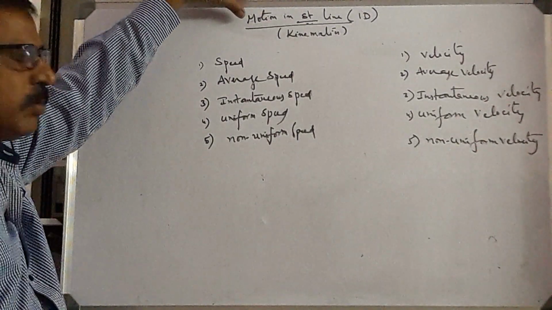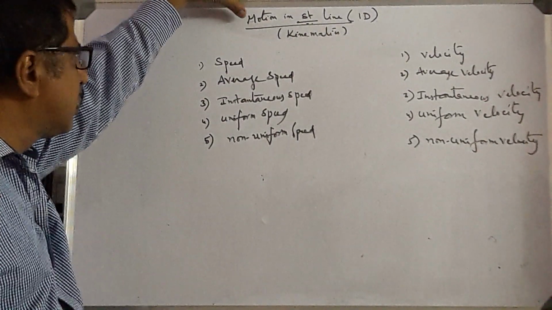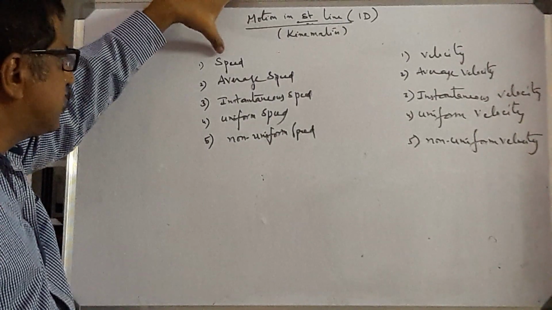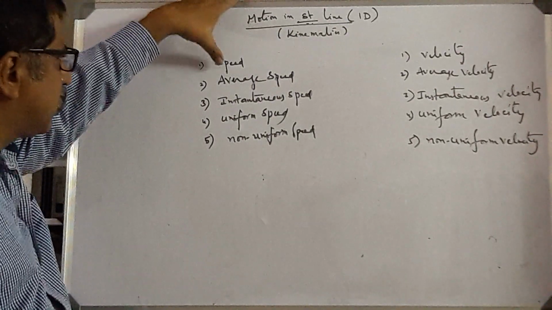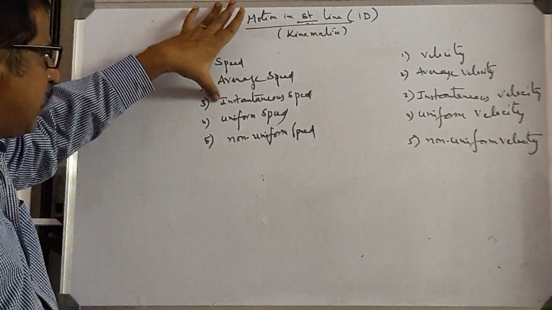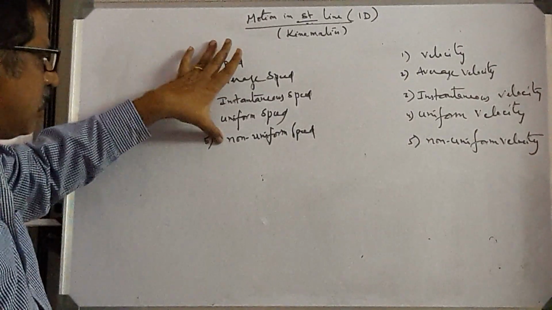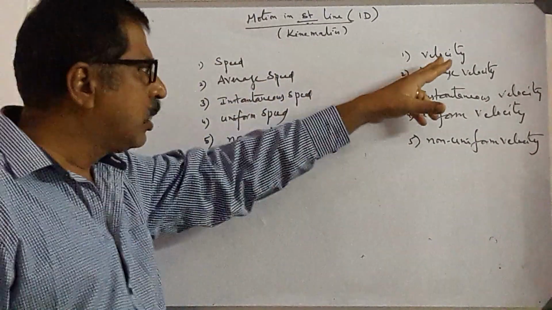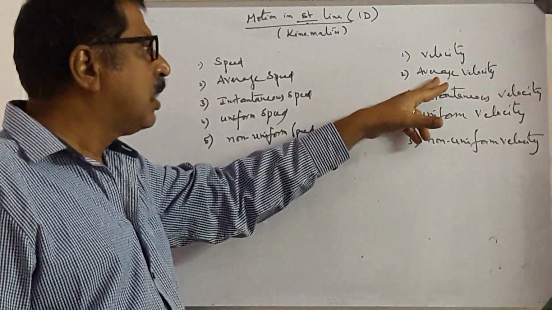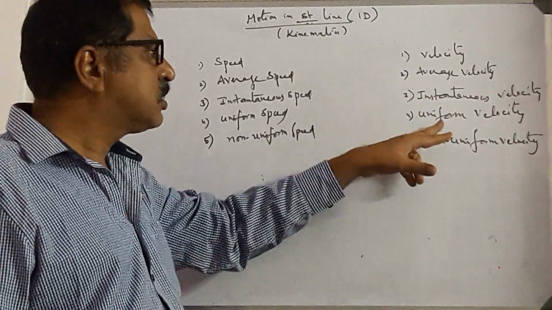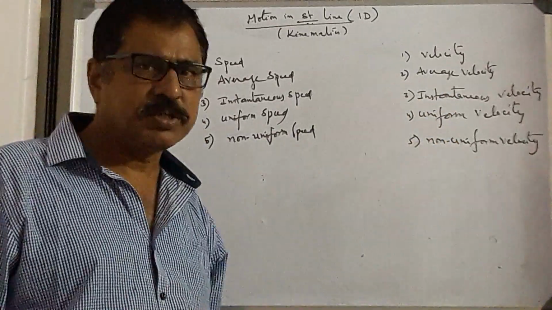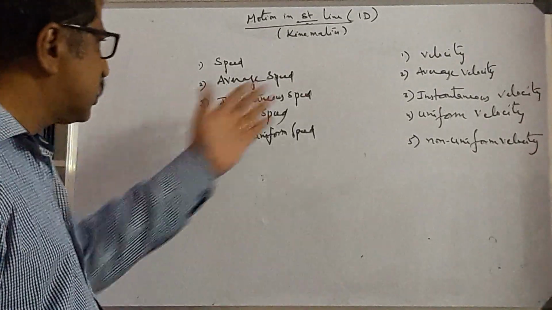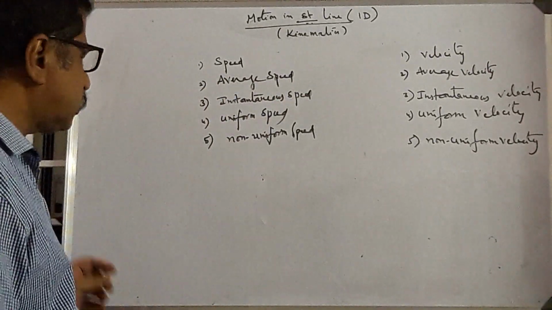Today we want to discuss the terms speed, average speed, instantaneous speed, uniform speed, non-uniform speed, and velocity, average velocity, instantaneous velocity, uniform velocity, non-uniform velocity. Today we want to discuss all these terms. Speed.